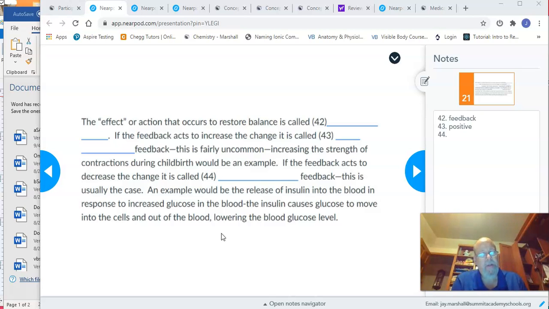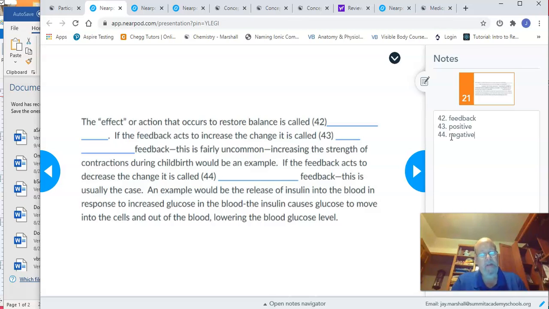I want to increase the strength of contractions once I start having the contractions. So once contractions to birth the baby start, they increase because of positive feedback. Okay? If the feedback acts to decrease the change, or to fix the change or bring it back to normal, that's called negative feedback. We're reversing the problem, and this is usually the case.